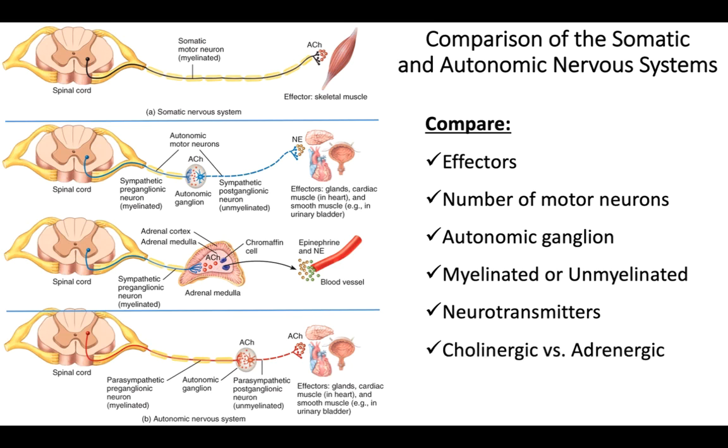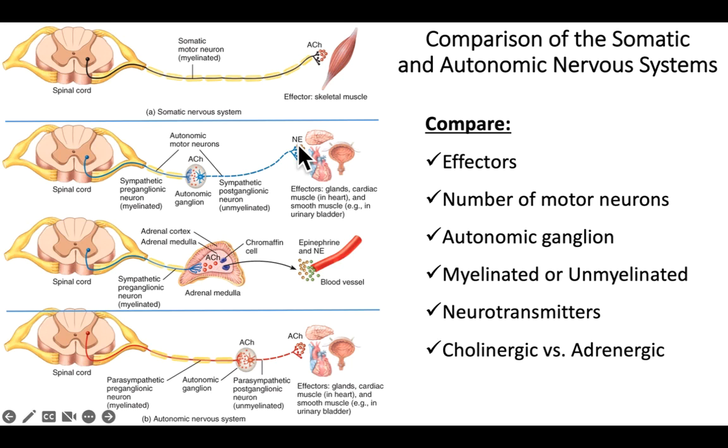A couple terms to make sure you're aware of: cholinergic versus adrenergic. Cholinergic means acetylcholine. So we use that word to describe neurons that might release acetylcholine. So somatic motor neurons are cholinergic. The preganglionic neurons are cholinergic. The postganglionic parasympathetic neurons are cholinergic. If you release norepinephrine, we call you adrenergic. So this neuron here is adrenergic.